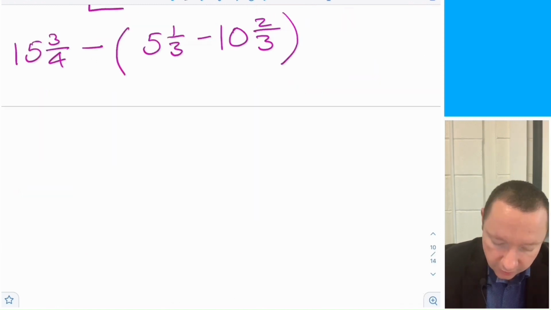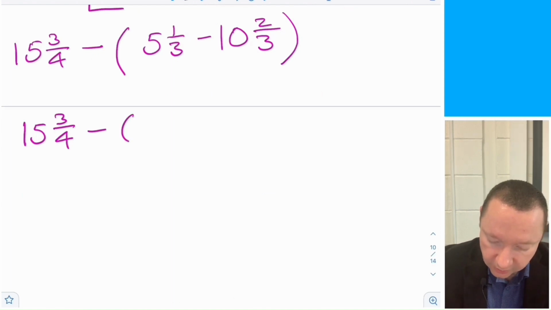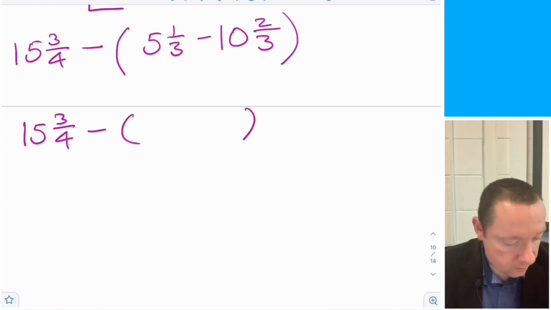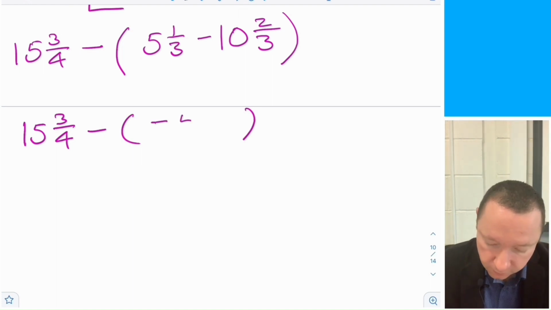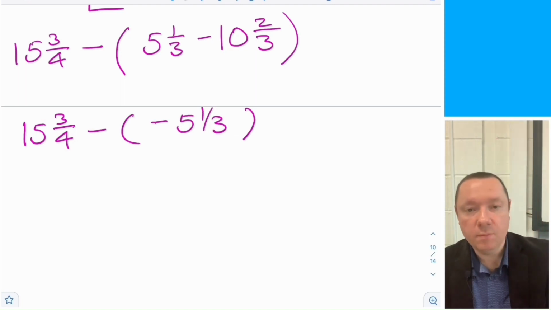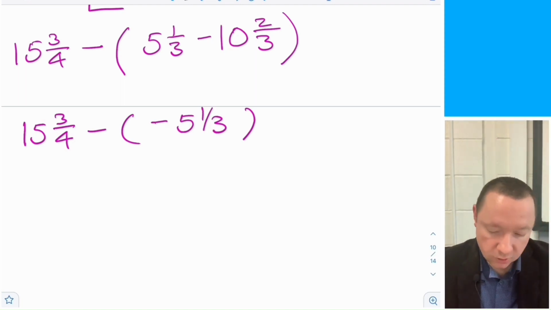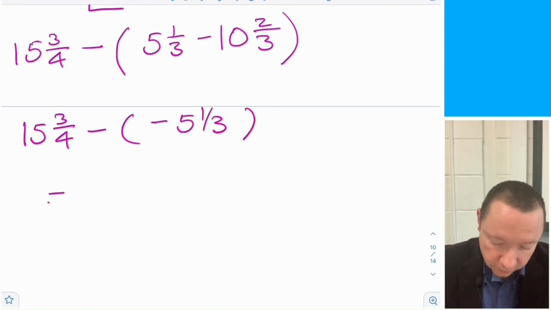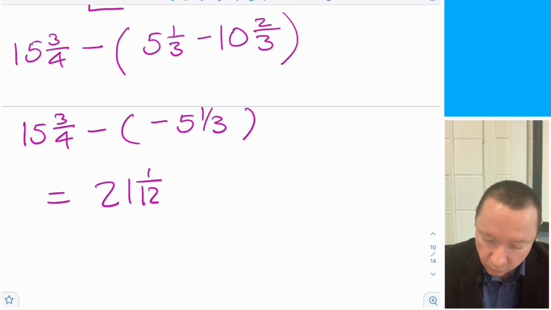So that means our area is 15 3/4 minus the answer to this, minus 5 1/3. Minus, minus, so we're adding them together. So 15 3/4 plus 5 1/3 gives us a final answer of 21 1/12 units squared.